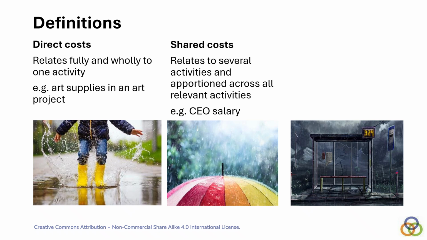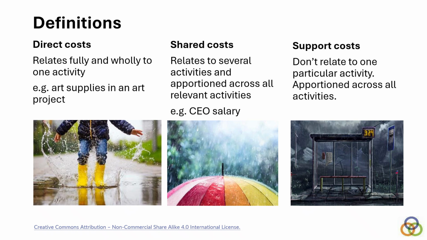So if the CEO is doing frontline delivery, not governance, HR, IT, finance, not overhead work, but charitable activity work, I mean, we know all costs are charitable, but we are where we are, then that portion of their time is a direct cost. And then all the other overheads don't relate to any particular activity. They are firmly part of the organisation costs, and so we apportion those across all activities.